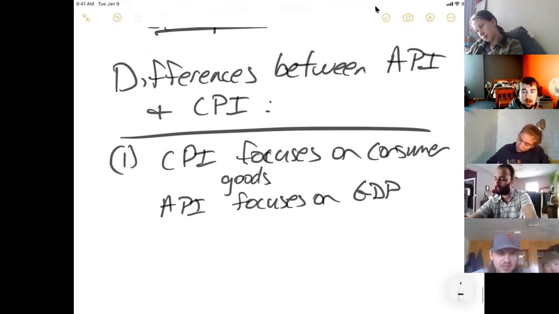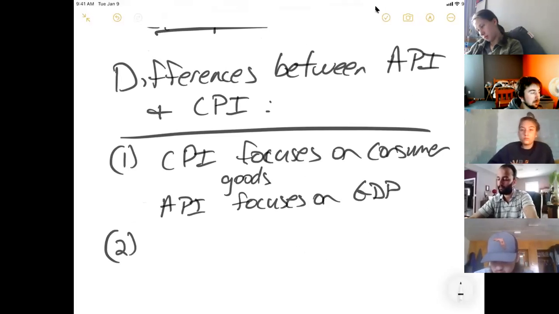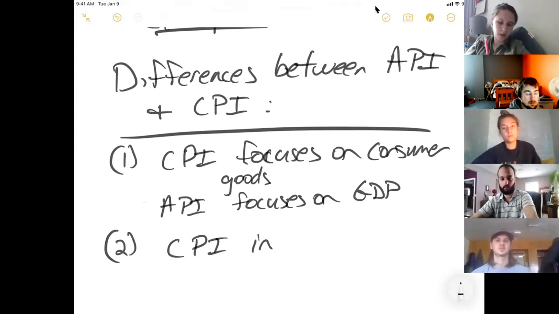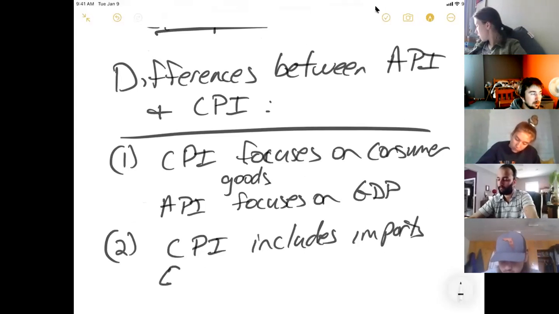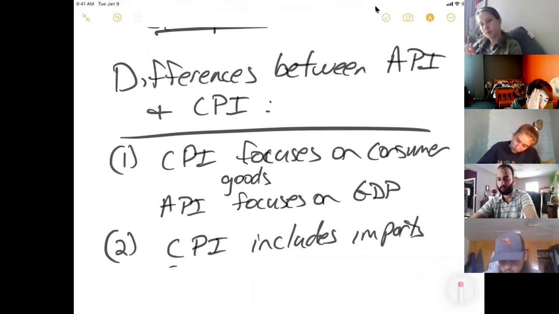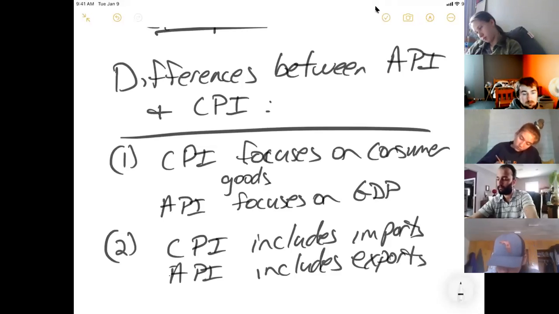Okay. Now, here's another difference, and this one is not going to be as obvious until I think when you hear it, you'll say, oh, that makes sense. But one of the interesting things is the consumer price index includes imports, while the aggregate price index includes exports, right? So the consumer price index includes no exports, but it does include imports.